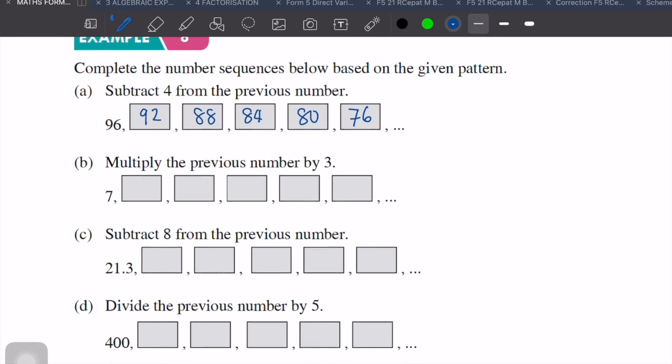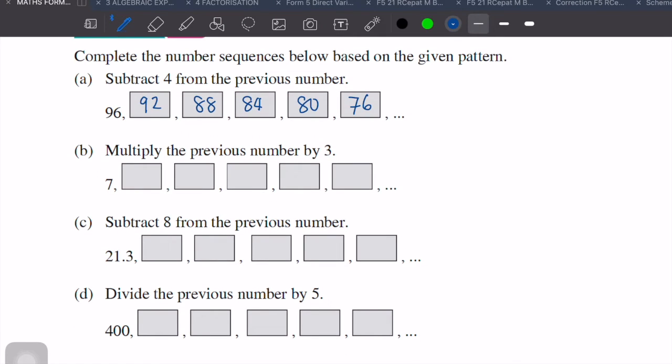Next B, multiply the previous number by 3. 7 times 3, 21, times 3, 63, times 3, 189. Then you will get 567 and 1701. Okay, C, subtract 8 from the previous number.